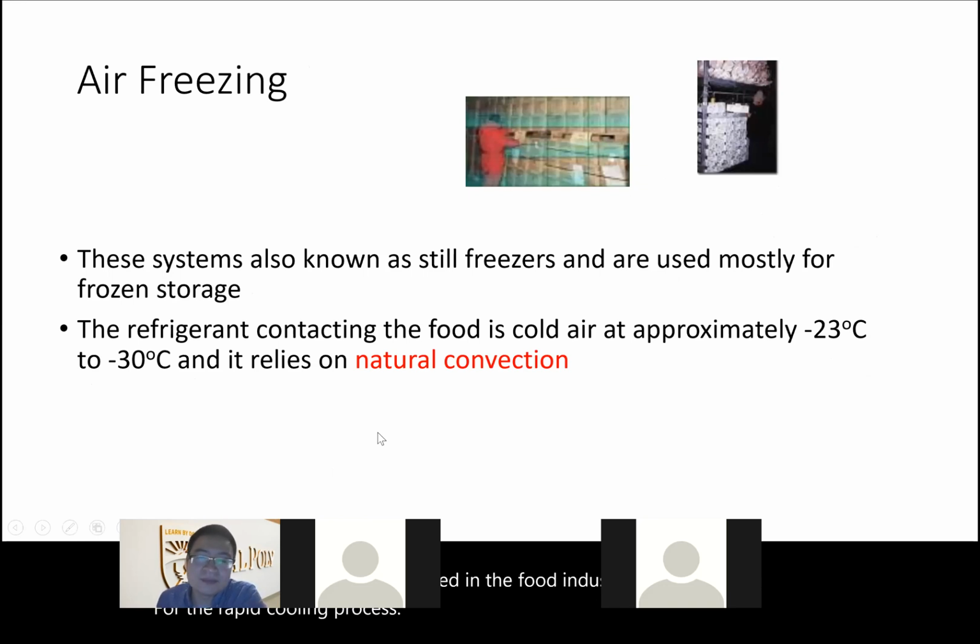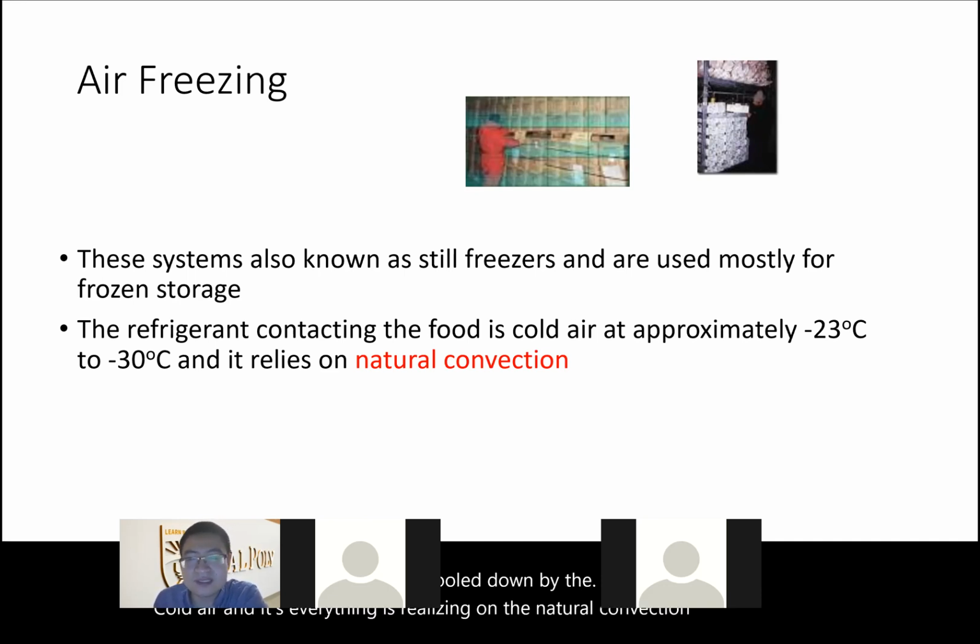So we'll start with mechanical cooling. The most common one is air freezing, right? I think all of you have walked into a cold room. There's a cold room in our pilot plant, and that is a type of air freezing. Basically, we store the food at negative 23 something degrees C, and the food is cooled down by the cold air, relying on natural convection.